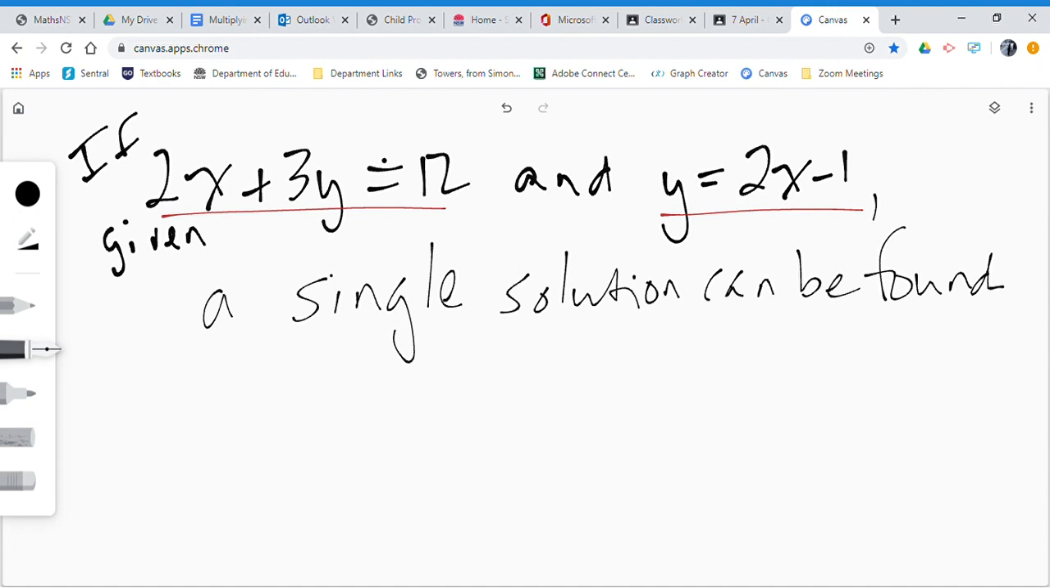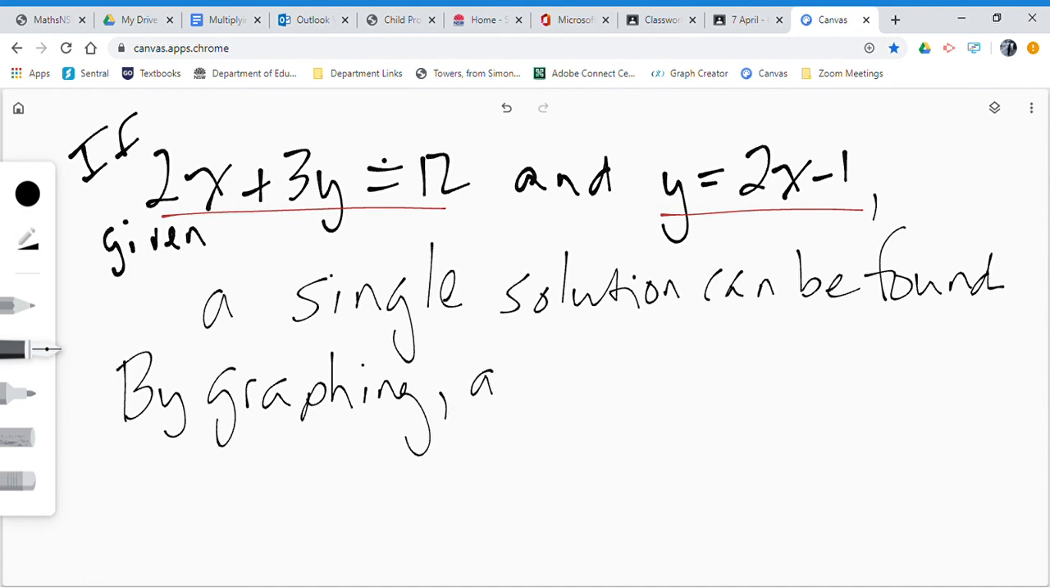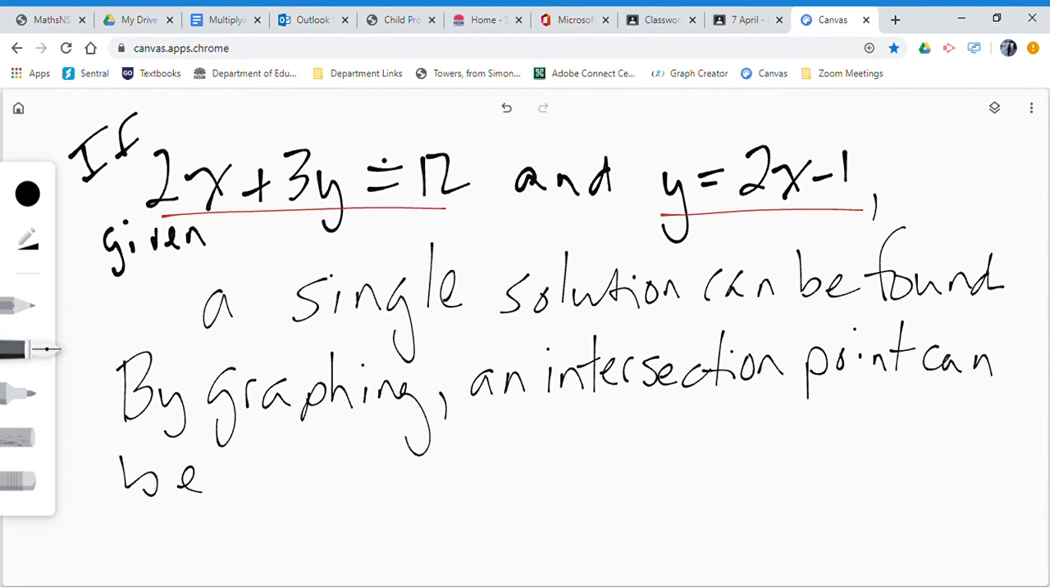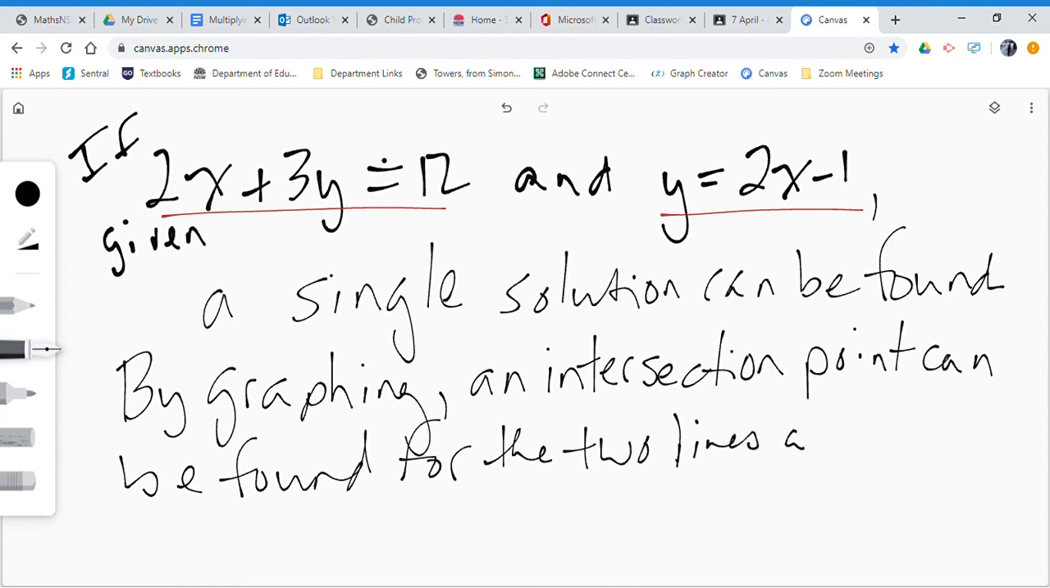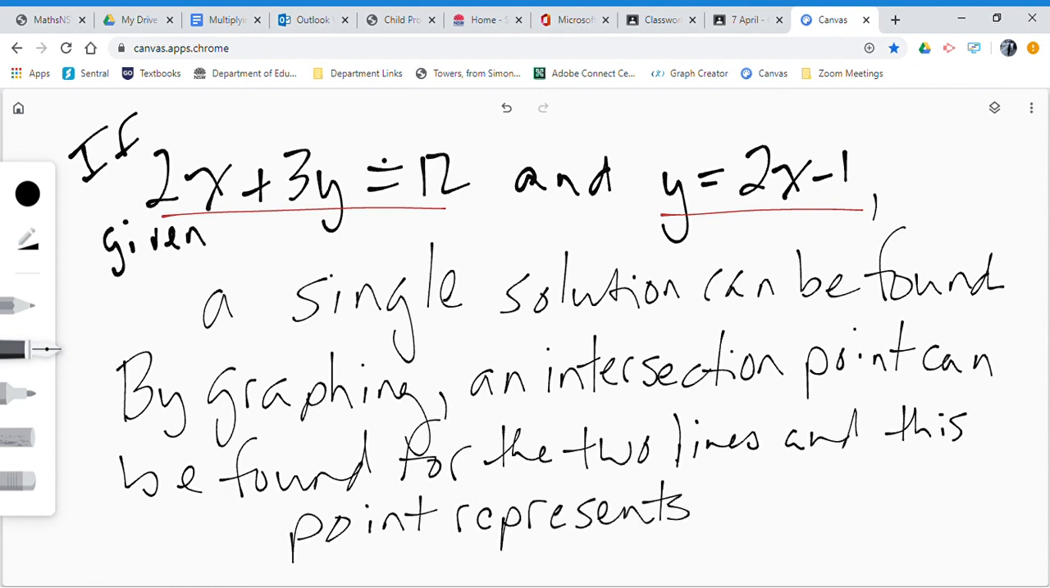By graphing, an intersection point can be found for the 2 lines, and this point represents a solution. All right, so let me show you what I mean.